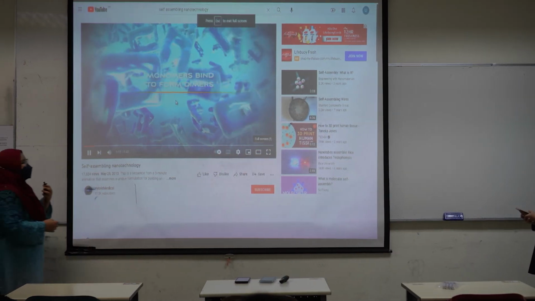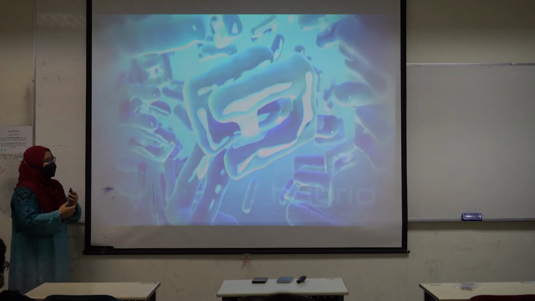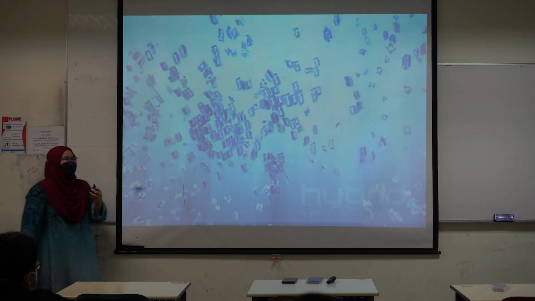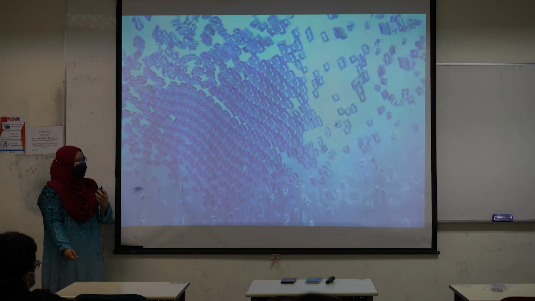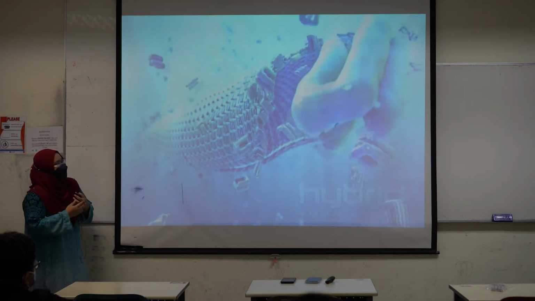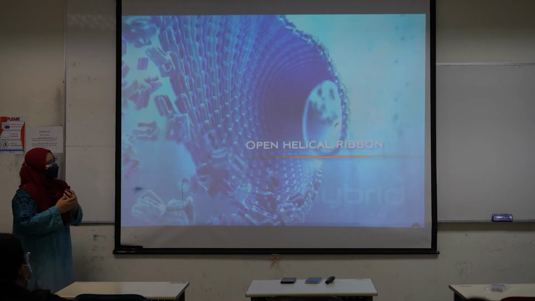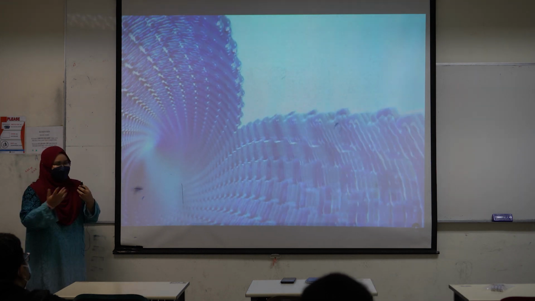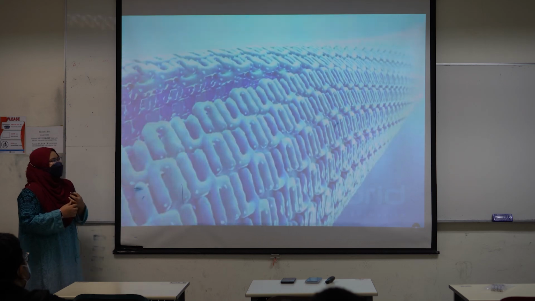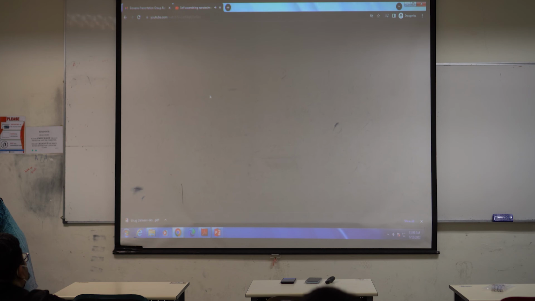So this is the animation of how from monomer it will self-assemble, as Tanya explained on Monday, from 0D to 1D to 2D and 3D structure. At first it will form sheets, and then it will form helical ribbons. And then higher concentration and conditions will form nanotubes. Okay, that's it. You can go to the next slide.